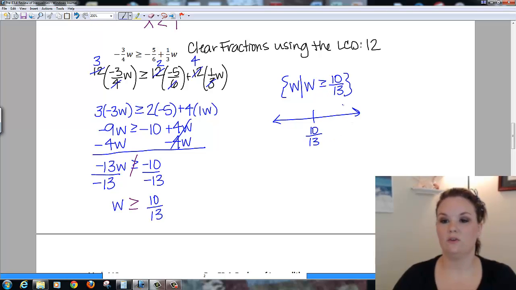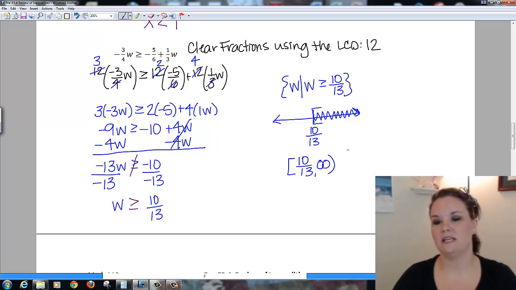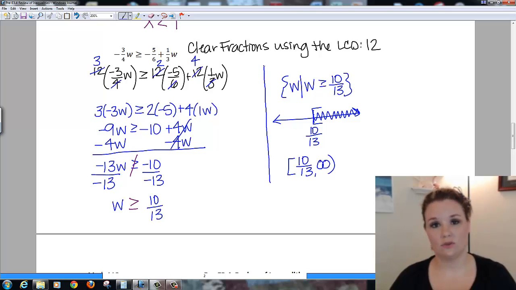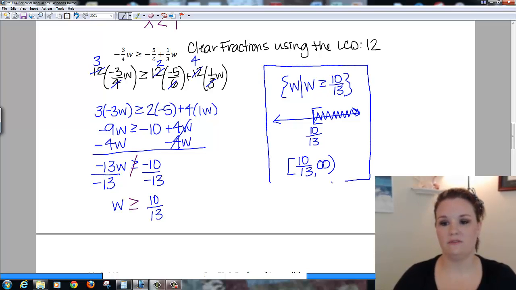And then I'm going to go ahead and graph it. Put 10/13 on there. Since it's greater than or equal to, I shade to the right, and I'm including 10/13, so I use a bracket, which means my interval notation, the furthest to the left I can go is 10/13 with a bracket. The furthest to the right I can go is positive infinity, always with a parenthesis.